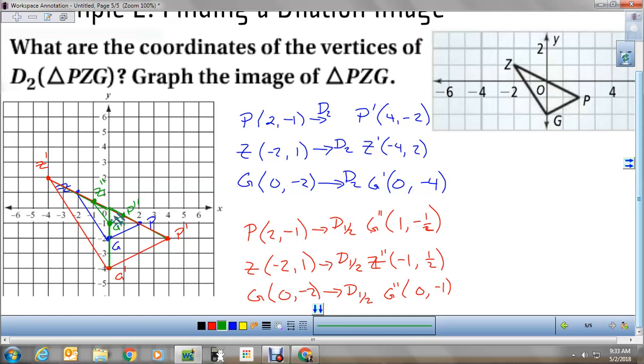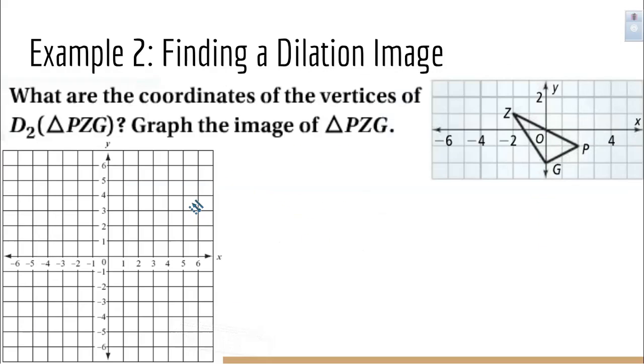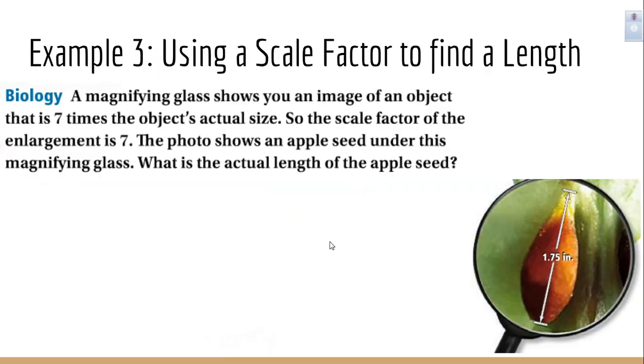This represents our reduction of our original points, our pre-image. It's the same shape, it just gets larger or smaller. The sides are going to be shorter or longer in length, depending on if you're doing an enlargement or a reduction. All right, now let's take a look at this last part.